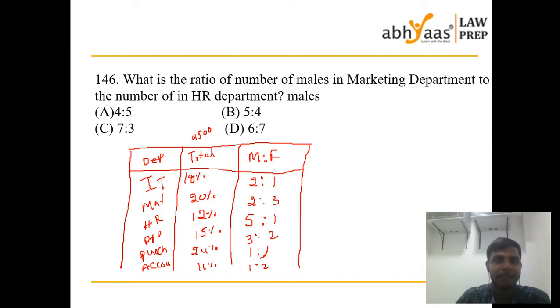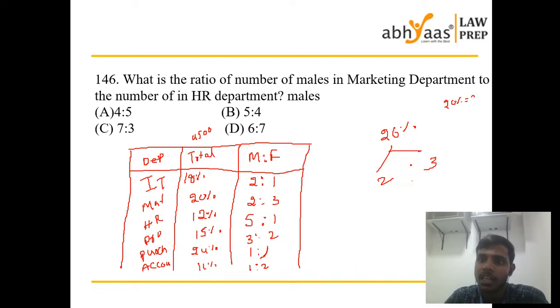First we take the marketing department. The total number of employees in marketing is 20%, and in this 20%, the ratio of male to female is 2:3. What people will do is calculate 20% of 4,500, which is 900. Then they divide 900 in the ratio 2:3, which means 5 parts: 18 for 360 and 18 for 540. So males are 360, females 540, and so on.